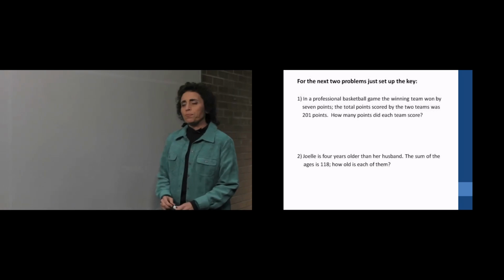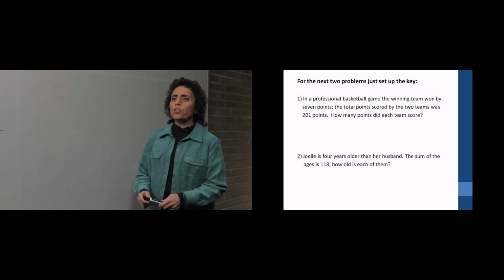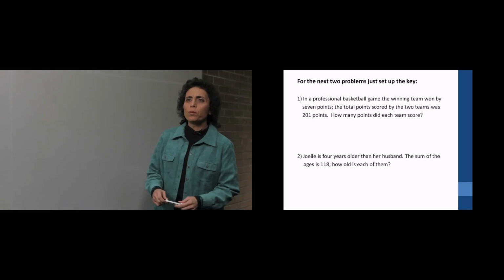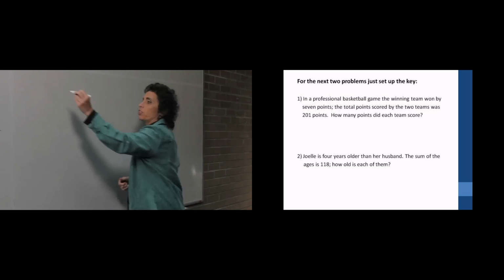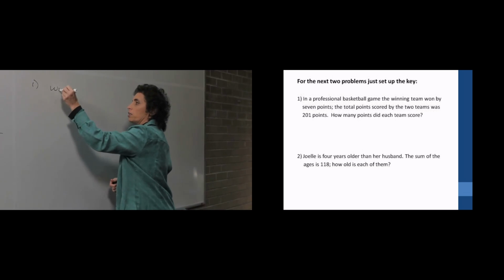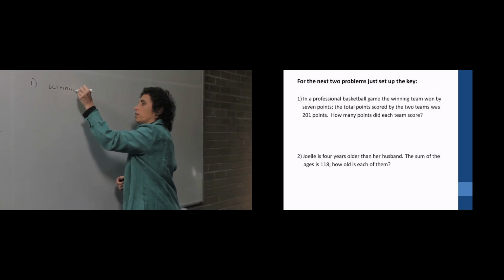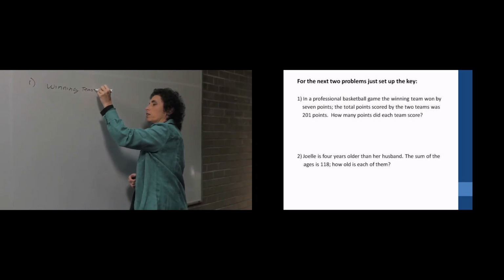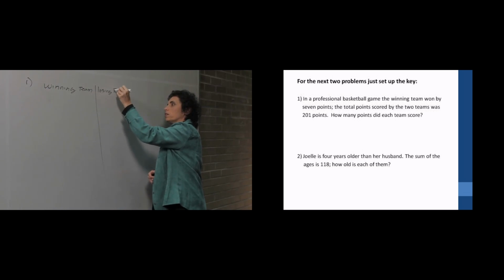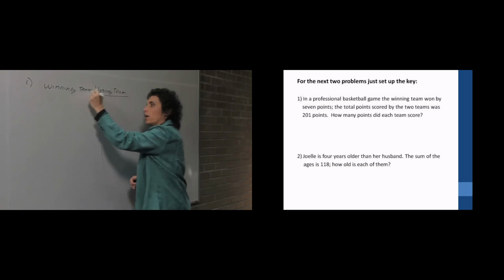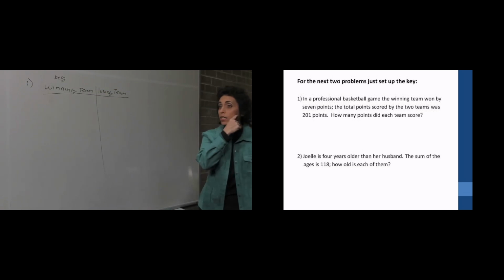Okay, let's look at number 1. In a professional basketball game, the winning team won by 7 points. So you got 2 teams going on. You got the winning team and obviously the losing team, because somebody has to lose, right? And this is the key. This is what we need to have.